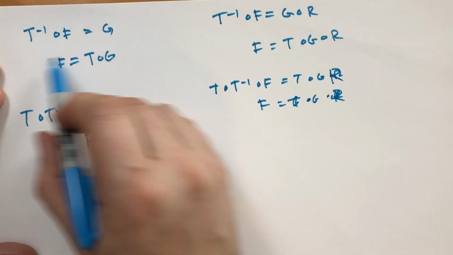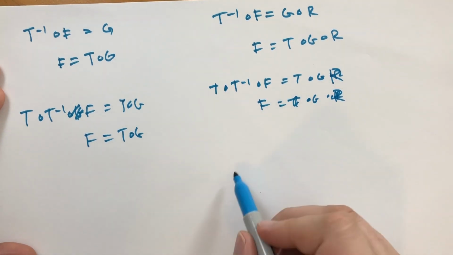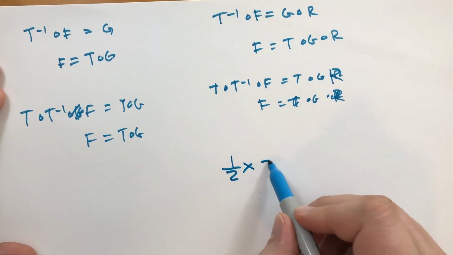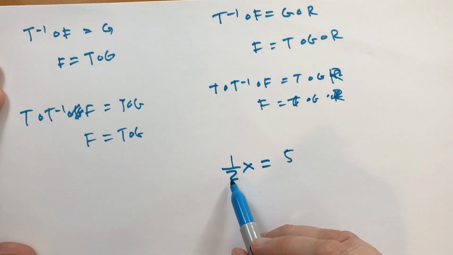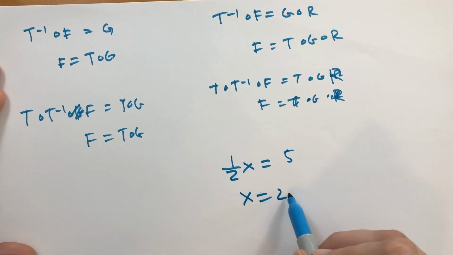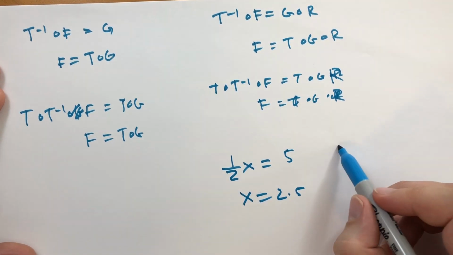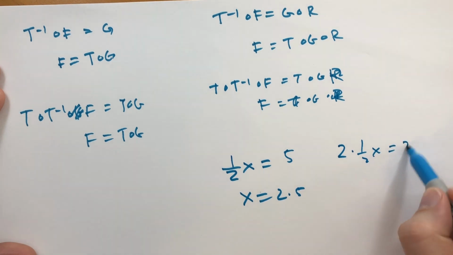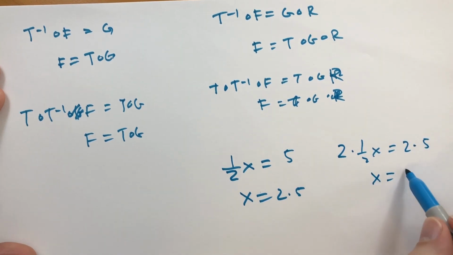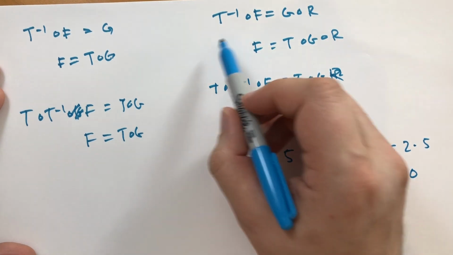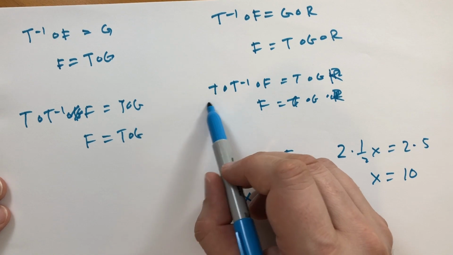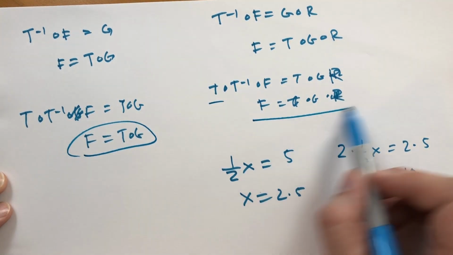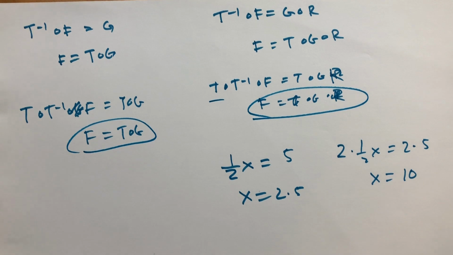Notice that this pattern is the same as if you have 1/2 x equals 5. We've gotten into the habit of saying this is just x equals 2 times 5, but we've forgotten why we do that. That's because we're multiplying both sides by 2, so 2 times 1/2 times x is the same as 2 times 5, so x is equal to 10. All we're doing is multiplying both sides, or composing both sides, by T. So we have F as T of G, we have F as T of G of R, and of course we can do trivial proofs to prove the other possibilities as well.